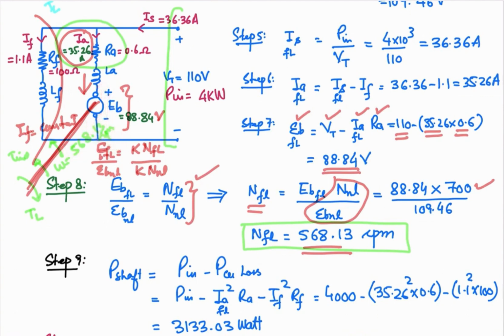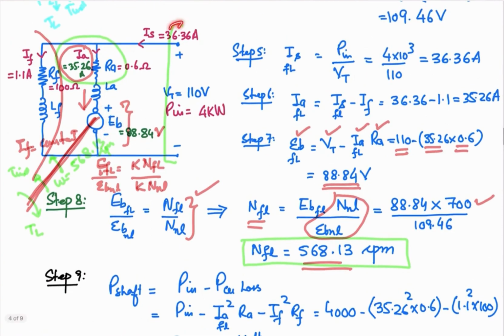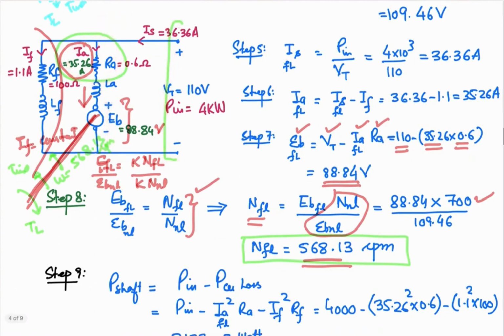So what will be that power? That can be determined either by taking the product of the EB into IA, or you can also determine it by considering the losses over here, IA square into RA, subtracting it from the power that is injected at the terminals. So the rest of the power will be available over here. So I'm going to take this method now.